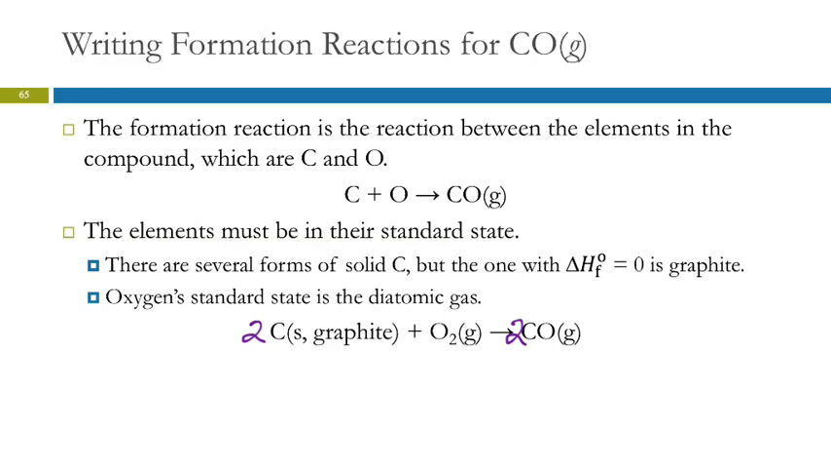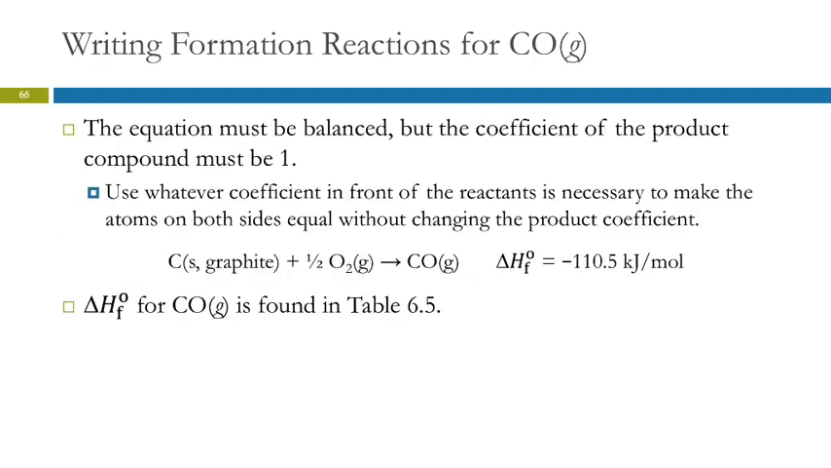For formation reactions, the coefficient over here has to be 1. So I'm going to divide all the coefficients by 2. So that's 1. This was an understood 1. I'm dividing by 2, and this is divided by 2. And that's how we end up with this: 1 carbon, half a molecule of oxygen will make 1 molecule of CO.